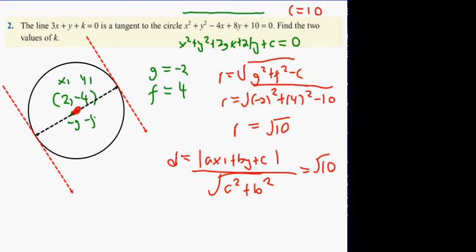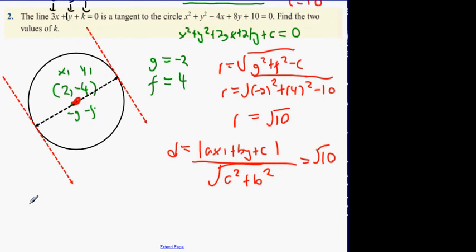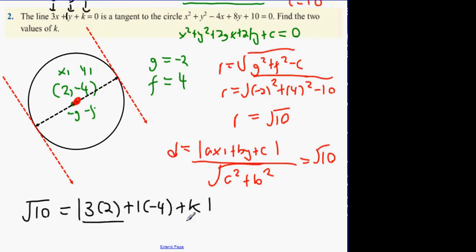Upon doing that, the main thing is not to get your c values mixed up. Your a value is 3, your b value is 1, and your c value is k. ax plus by plus c. Now you put in your values, you're going to get root 10 equals, a is 3, so 3 times 2, b is 1 times minus 4, plus k, all over the square root of a squared plus b squared, which is 3 squared plus 1 squared, which is going to be root 10, right?